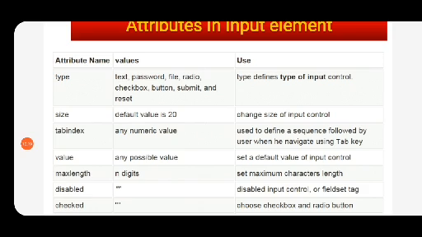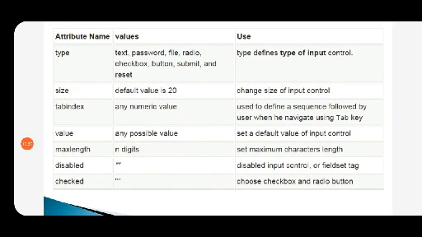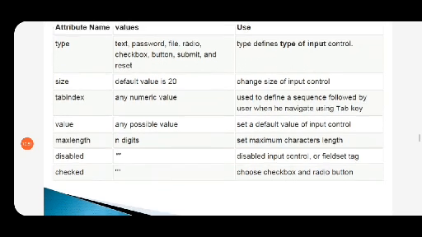Then we have got value, any particular value you can have, it is basically the default value of the input control. Then max length, we have already discussed max length and size. And then we have got disabled and checked. If we write disabled, then that particular input control won't be able to accept any data. Means disabled value will be yes or no depending upon it.